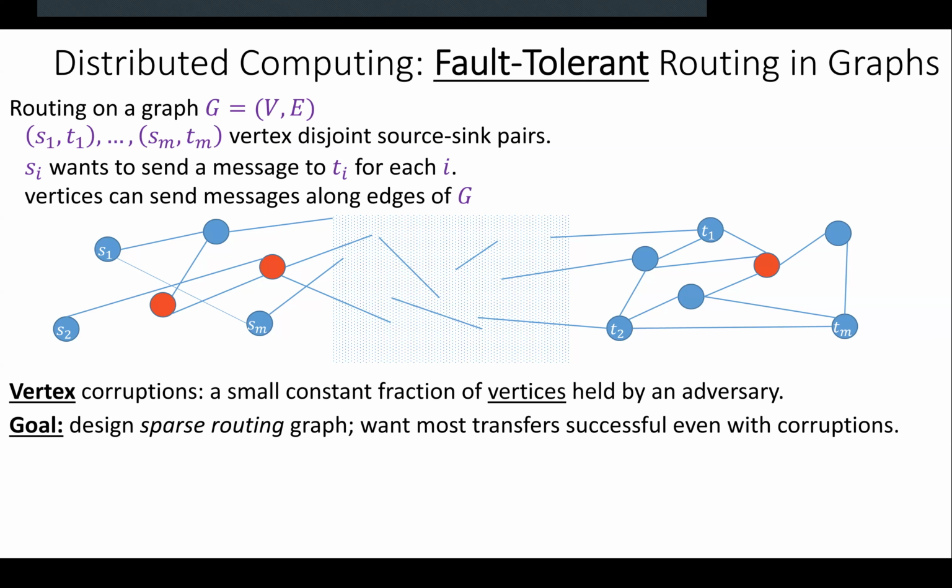So what do you mean by successful? I mean, for most of the pairs Si, Ti, the message is really going to be routed. Some of them may not be, but most of them are fine. Do you know which vertices are corrupted? No. You set up the protocol, then somebody very malicious blocks whatever they want.